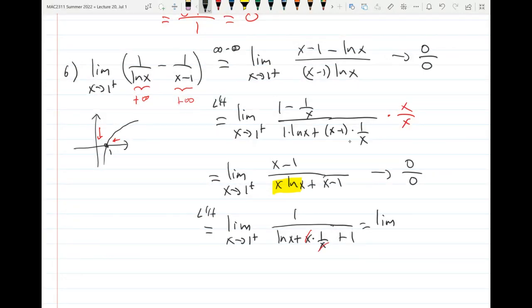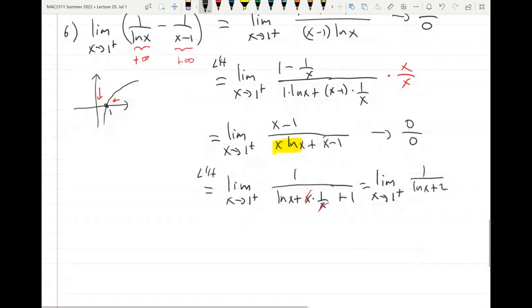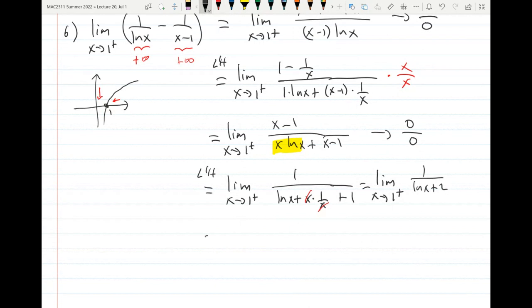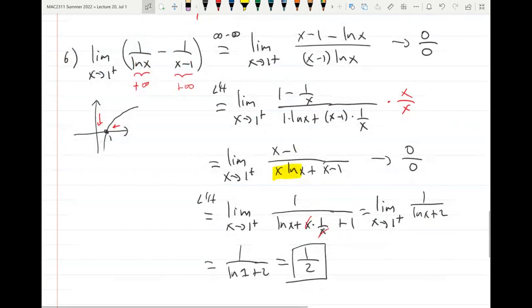Okay, so now these things cancel. So we get the limit as x approaches 1 from the right of 1 over ln of x plus 2. And when x approaches 1, then we get 1 over ln of 1 plus 2, which is 1/2, because ln of 1 is 0. So this limit equals 1/2.